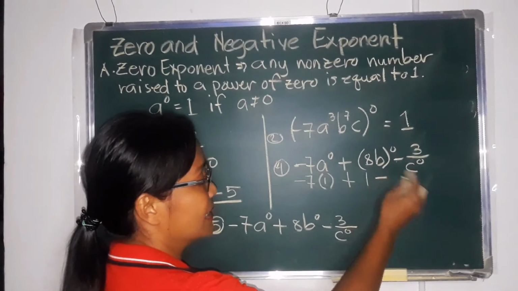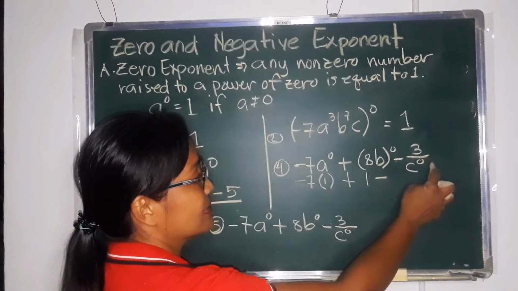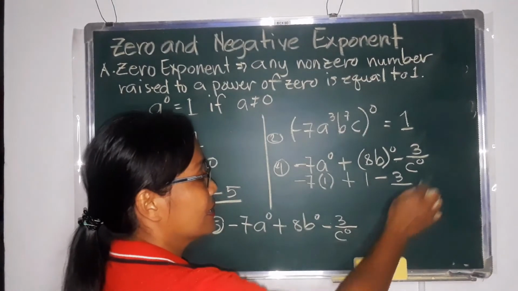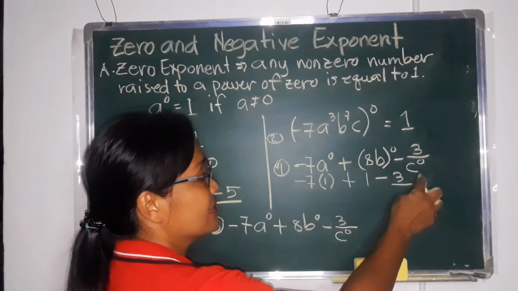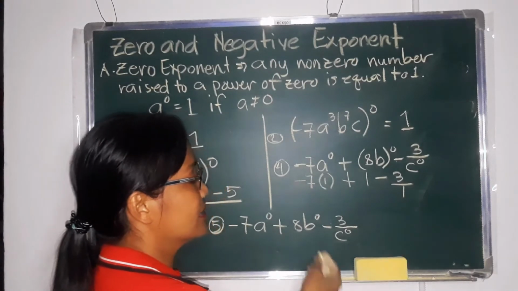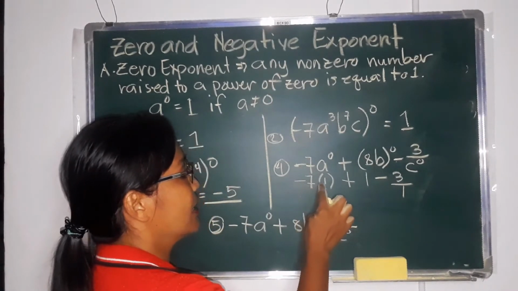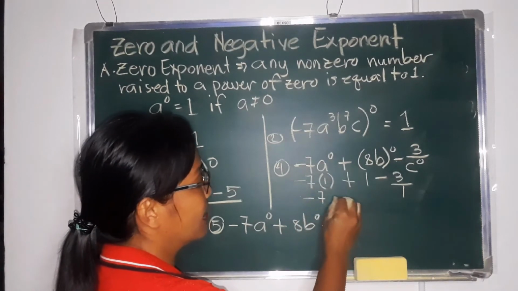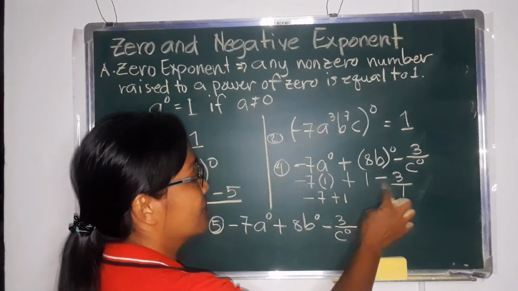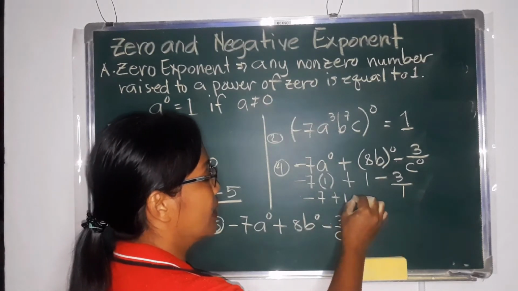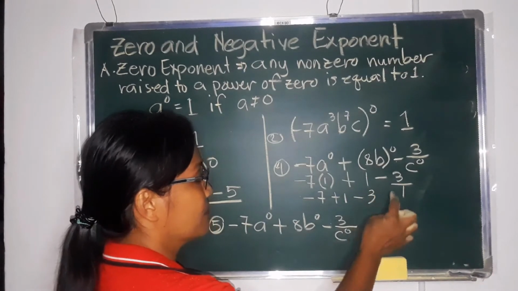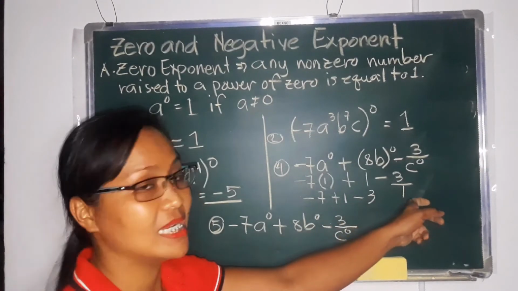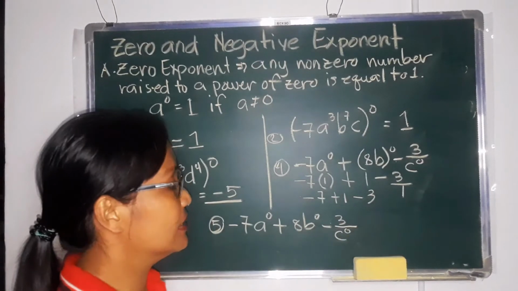Next, copy negative sign. 3 divided by c raised to 0. So, copy 3 since 3 is not included with the exponent 0. So, c raised to 0 is equal to 1. So, we need to simplify. Negative times positive is negative. 7 times 1 is 7. Next, plus 1. Next, negative 3 divided by 1 is equal to negative 3, because negative divided by positive is negative. Okay? And 3 divided by 1, any number divided by 1 is equal to the number itself.